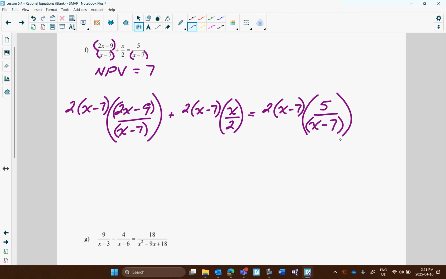Clear your denominators out and multiply what's left. So those go, and I am left with 2 times 2x minus 9, which would be 4x minus 18. Twos go here, and I am left with plus x times x minus 7, which is x squared minus 7x. X minus 7 is here, and I'm left with 2 times 5.